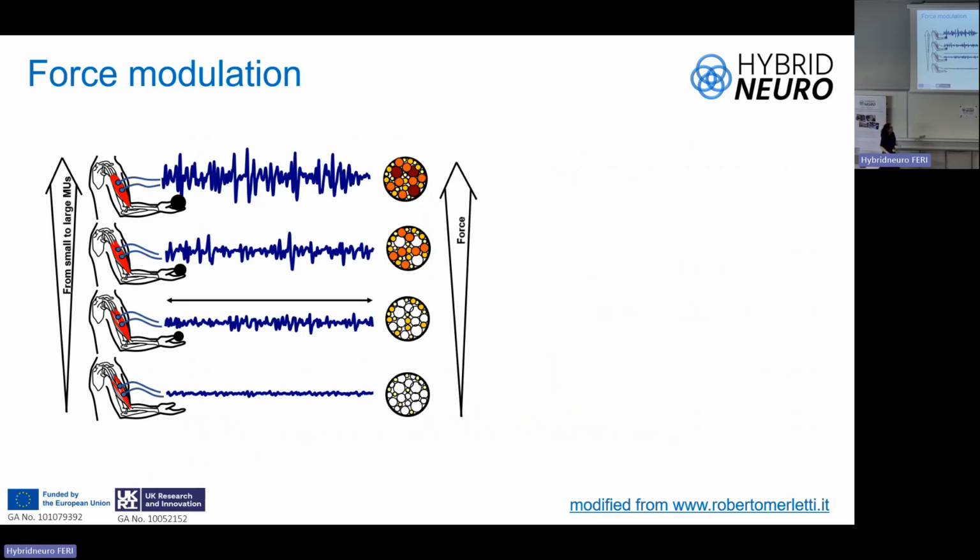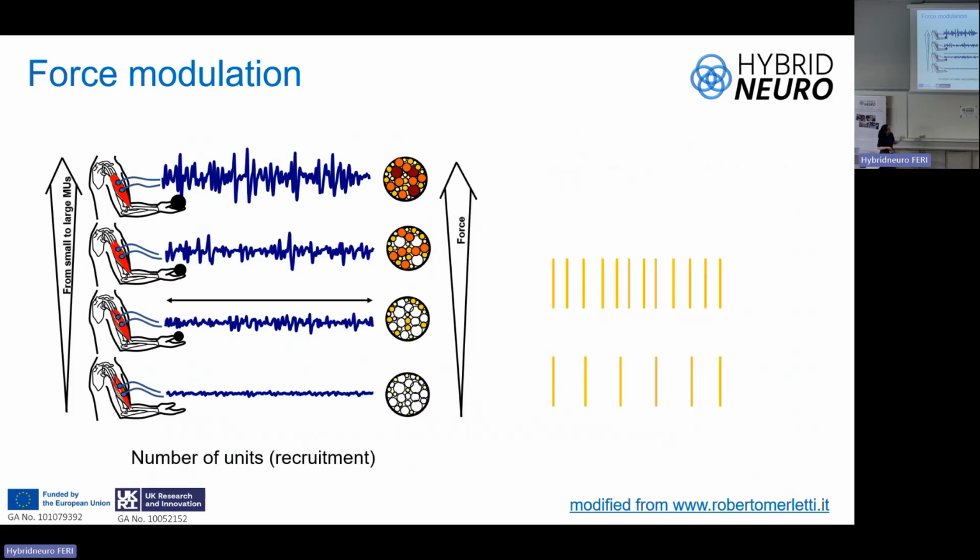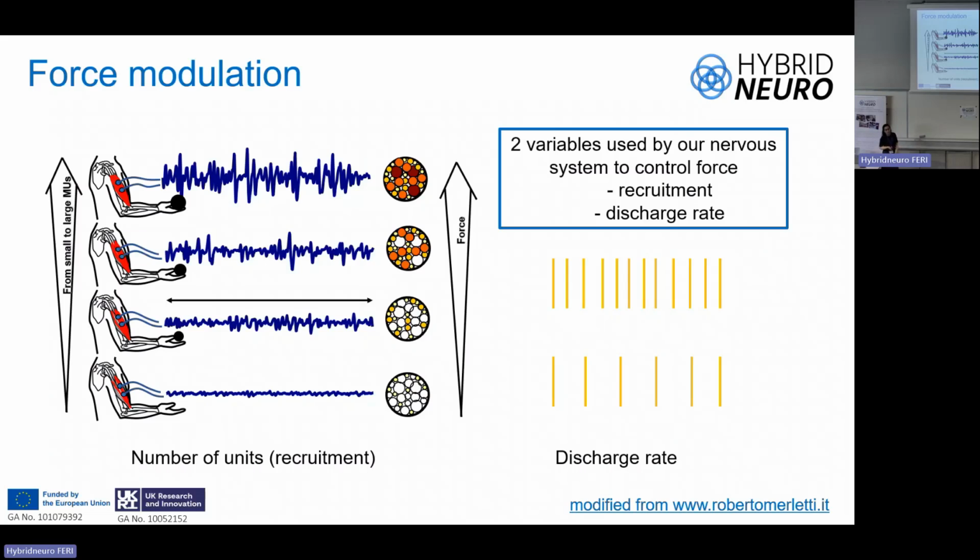What do we want to extract from these signals that we record from the muscle? Basically, the same variables that our central nervous system uses to regulate force. So here you have a person who is holding a ball and the weight increases. And what you can see is that more and more motor units are recruited from the small one to the big one. This is the Henneman principle we have heard a lot about. So recruitment is the first variable used by our central nervous system. And the second one is discharge rate. The faster a motor unit discharges, the more force is exerted. So recruitment and discharge rate, these are the two variables we are interested in.